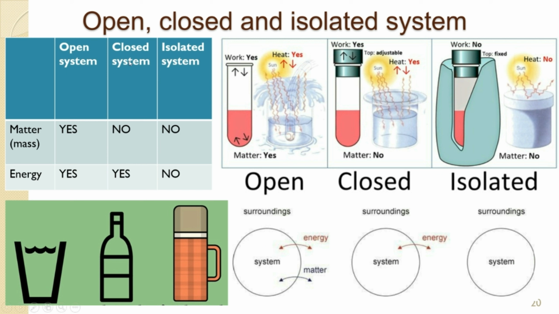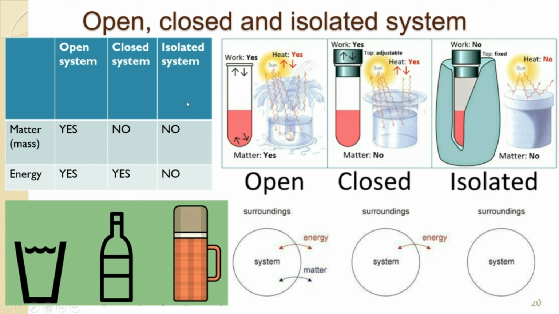For the closed system, you have a bottle of water with a stopper on the top of the bottle. So the mass cannot come out. However, the energy can come out. Why? Because if you have a bottle of beer, for example, and you take it out from the refrigerator, it's very cold. Eventually the temperature of the beer will increase because the energy is transferred in. This is called a closed system.